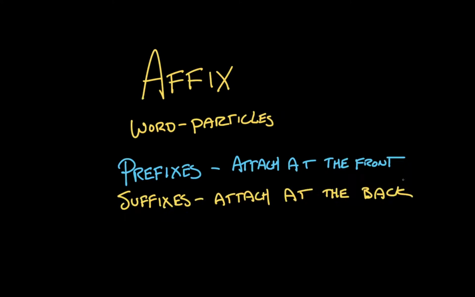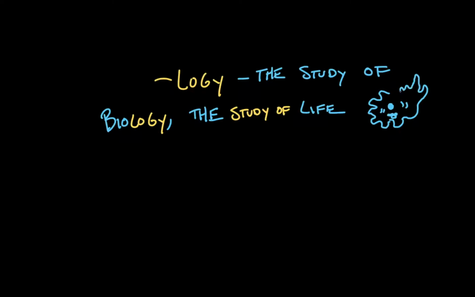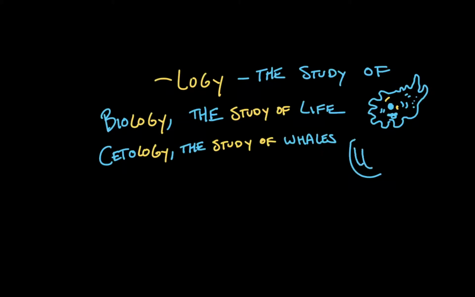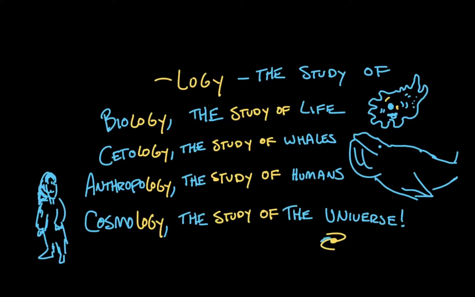An example of a suffix would be logi, meaning the study of or the science of. So we can make a bunch of words with logi, like biology. That's supposed to be a little amoeba. Cetology, the study or the science of whales. Anthropology, the study of human beings. Cosmology, the study of the universe. So if you see a logi, it's going to be some kind of science or specialized area of study.